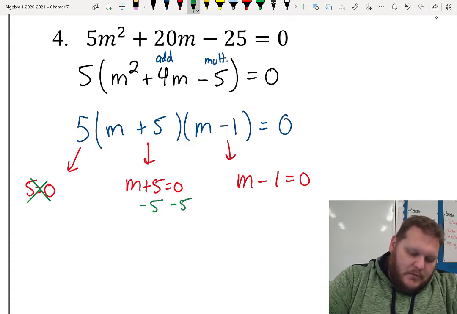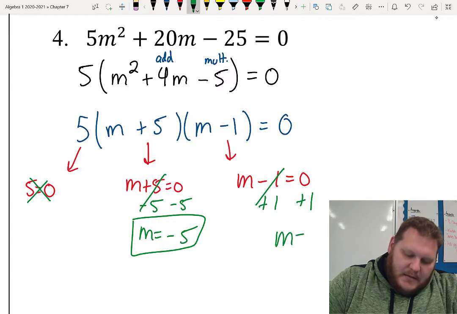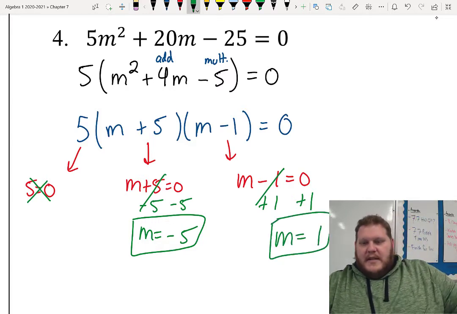For my middle one, I have to subtract 5 on both sides to give me negative 5. And then my last one, I add 1 on both sides to get positive 1. So those are my 2 solutions, negative 5 and positive 1.